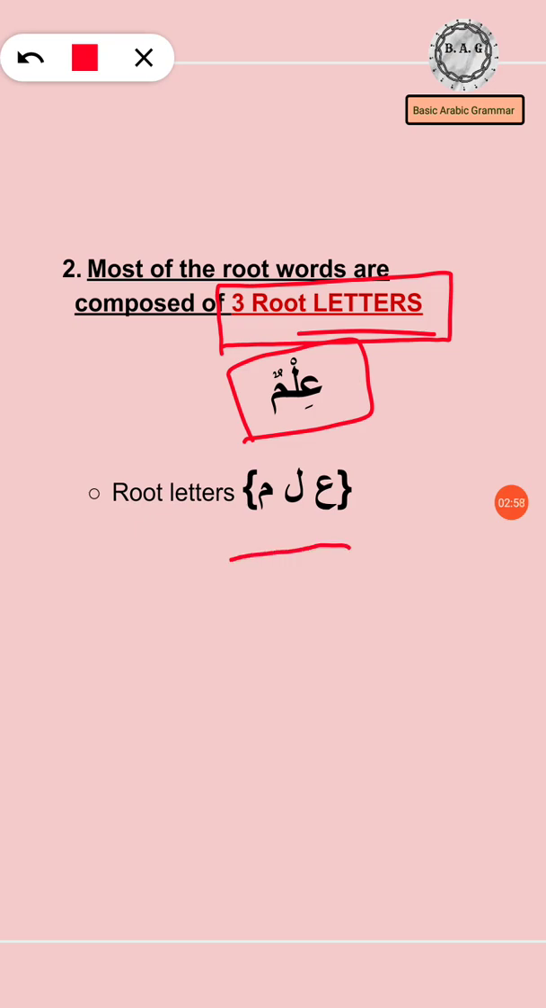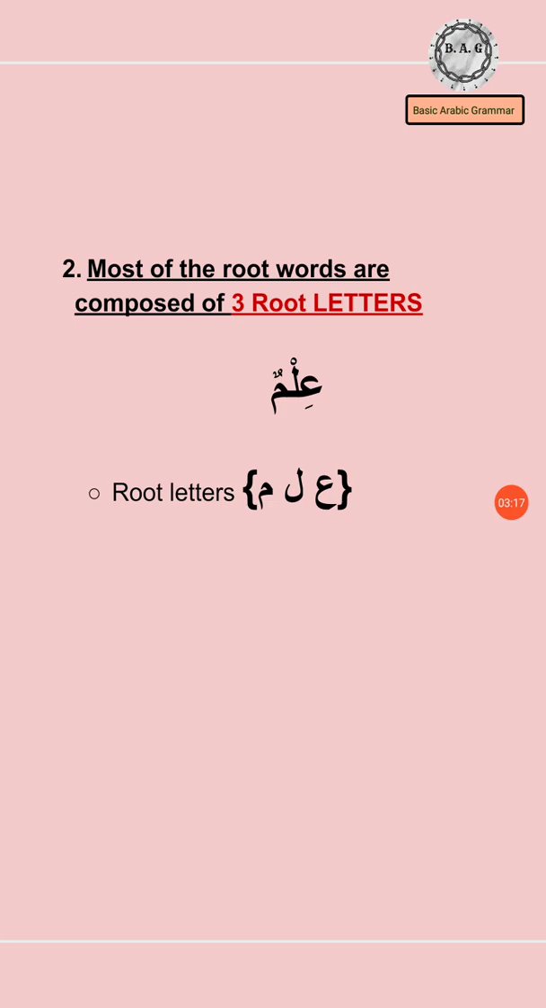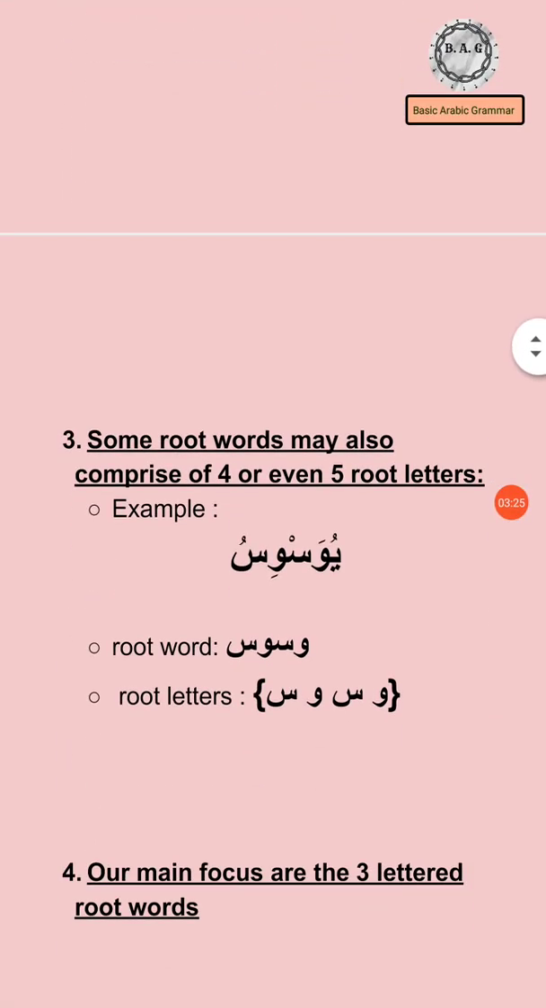We read the root letters in this direction, okay? So our first root letter is N, all right? Lam is our second root letter, and Mim is our third root letter. All right, this was our second pointer, that most of the root words of Arabic are composed of 3 root letters.